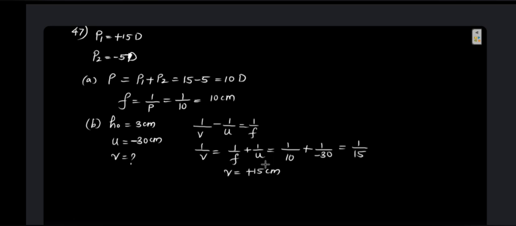Alright, and since this image distance has come positive and the combination is behaving like a converging lens, a convex lens, your image is going to be real and inverted because V is positive. Okay, so that we know.